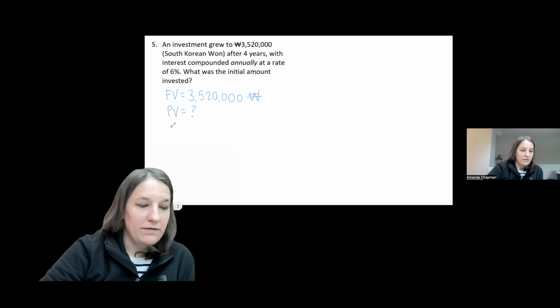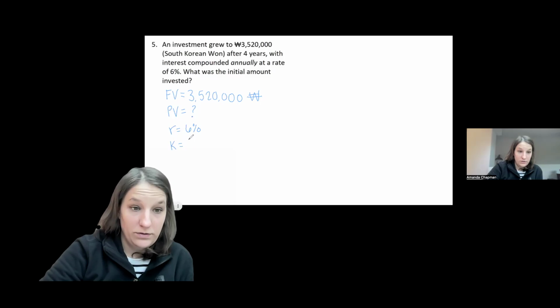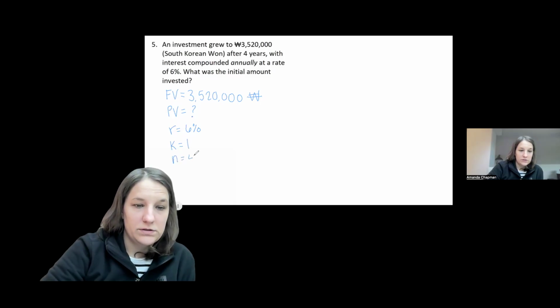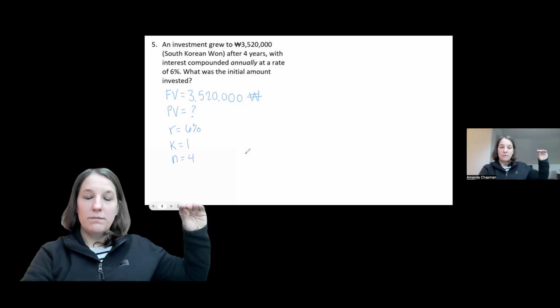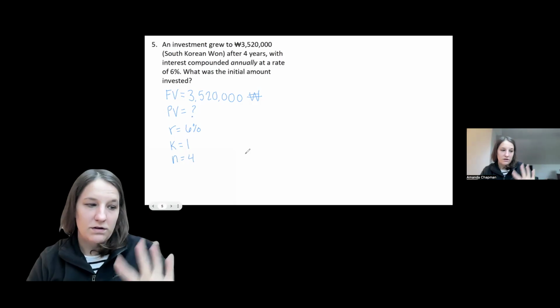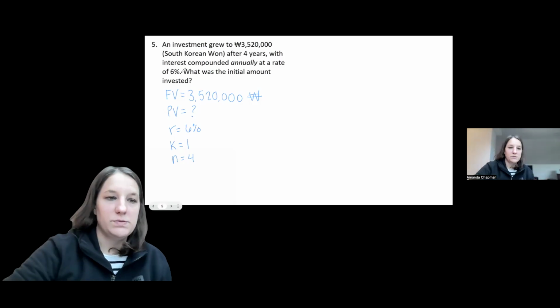Let's see, what else do we have here? We know that R is 6%. And we know that K is compounded annually, so once a year for 4 years. So the last one was compounded multiple times per year. This is just compounded periods once for 4. So let's plug that in.